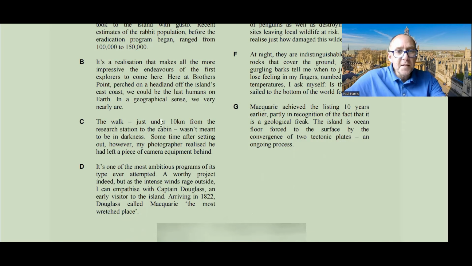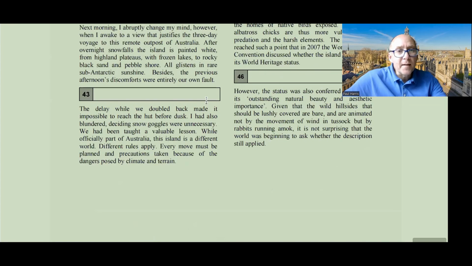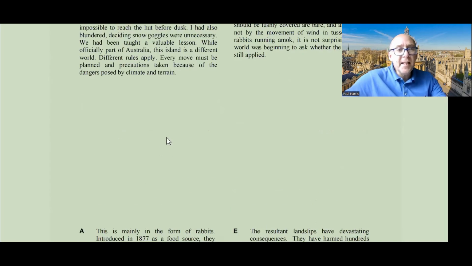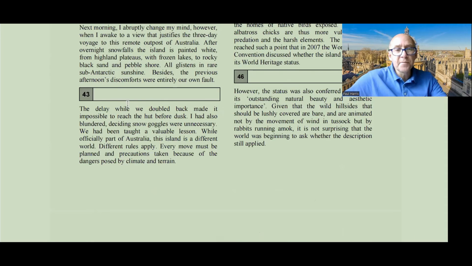The walk, just under 10 kilometers from the research station to the cabin, wasn't meant to be in darkness. This is going to fit well because it was their fault. The delay, having to go back and pick up the camera equipment, going back to the hut, the cabin, makes it almost impossible to reach the hut before dusk. That's going to fit with our sentence here when he talks about darkness. So C absolutely fits here for 43.